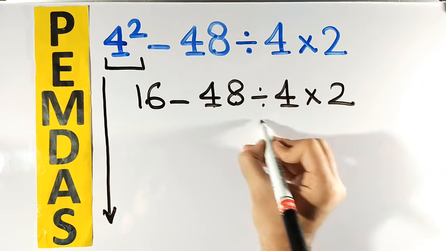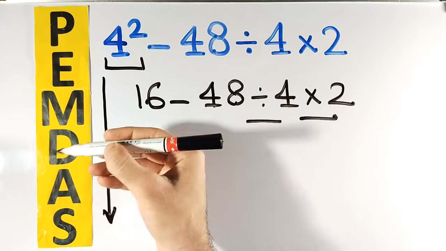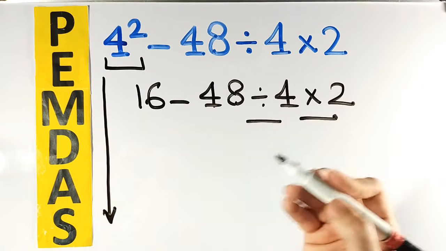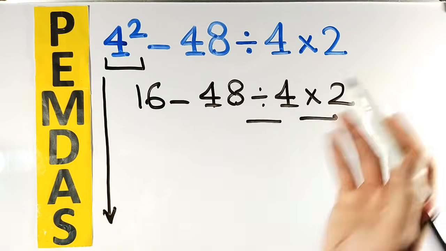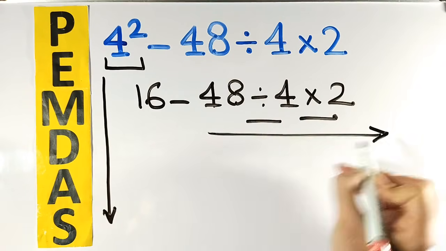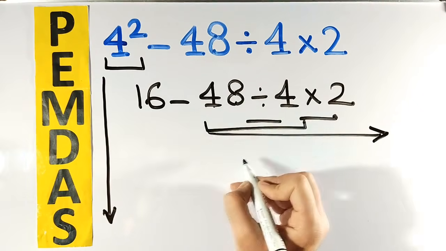And the next step, we go for the division and multiplication, because multiplication and division have a higher priority than subtraction. However, it's really important to understand that multiplication and division are at the same level of precedence, and we must perform these two operations from left to right. So, first we go for the division between 48 and 4.